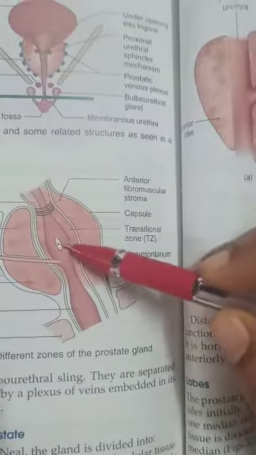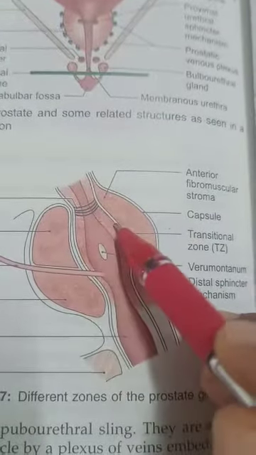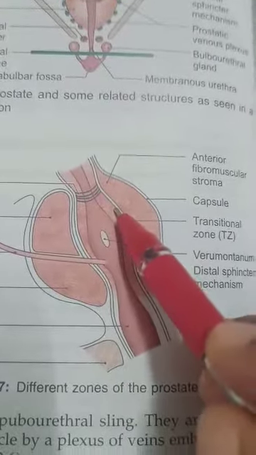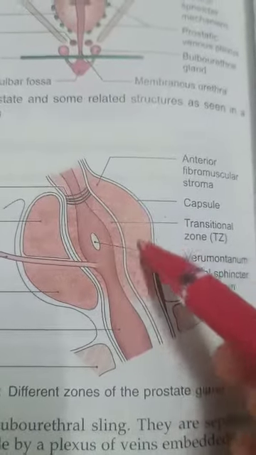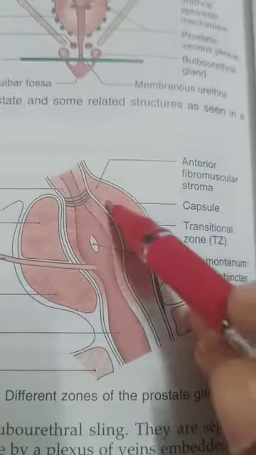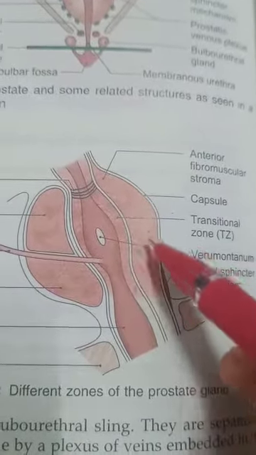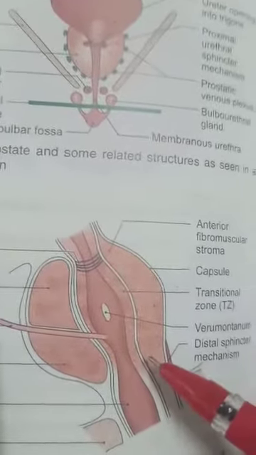So this is the urethra. Surrounding the urethra we can see a small area. This is the periurethral zone or transition zone. And there is an anterior part which is formed by only the fibromuscular tissue. There is no glandular tissue here. So this is the anterior zone. These are the zonal divisions according to McNeal.